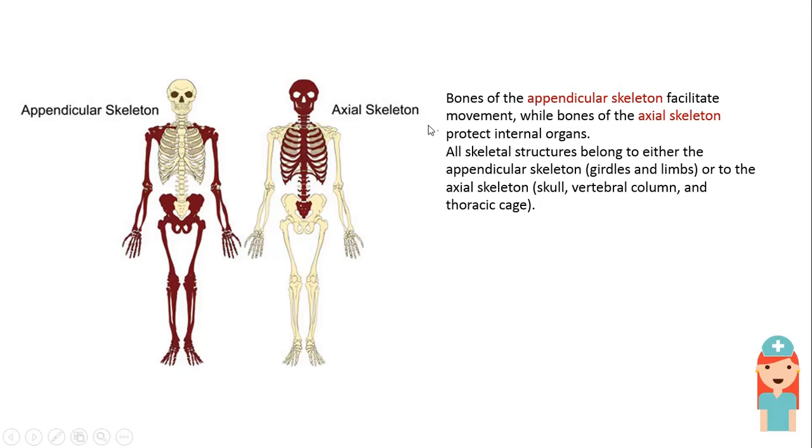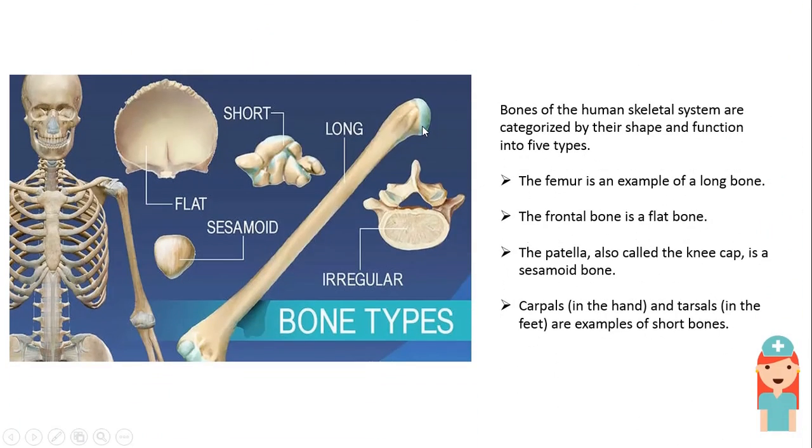Let's move ahead. Now we'll see the types of bone. So, bones of the human skeletal system are characterized by their shape and function into five types. The femur is an example of a long bone. The femur that is present in the lower limb is an example of a long bone.